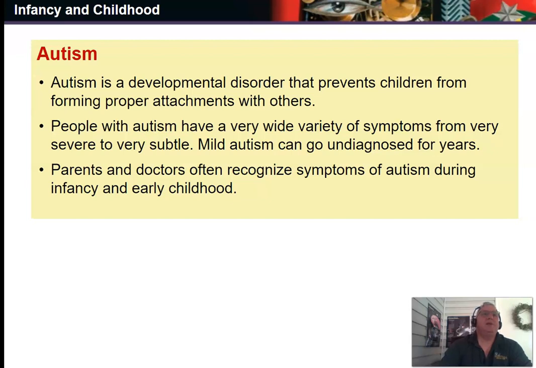Autism is a developmental disorder that prevents children from forming proper attachments with others. People with autism have a very wide variety of symptoms, from very severe to very subtle. Mild autism can go undiagnosed for years. Parents and doctors often recognize symptoms of autism during infancy and early childhood.